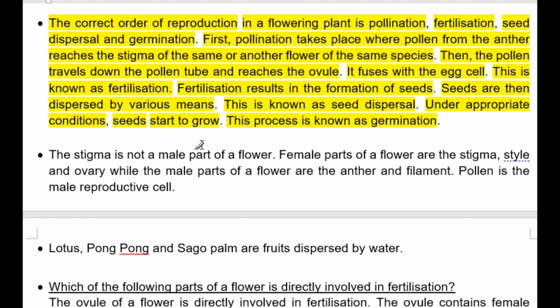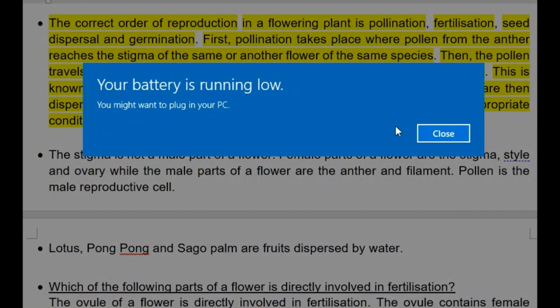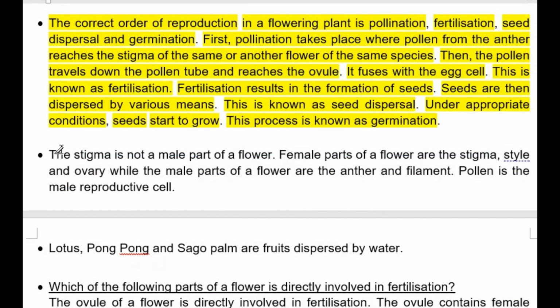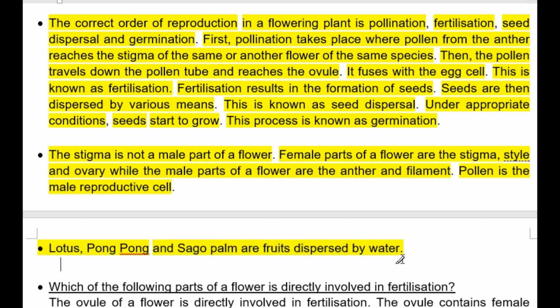The stigma is not a male part of a flower. Female parts of a flower are the stigma, style, and ovary, while the male parts of a flower are the anther and filament. Pollen is the male reproductive cell. Lotus, pong-pong, and sago palm are fruits dispersed by water.